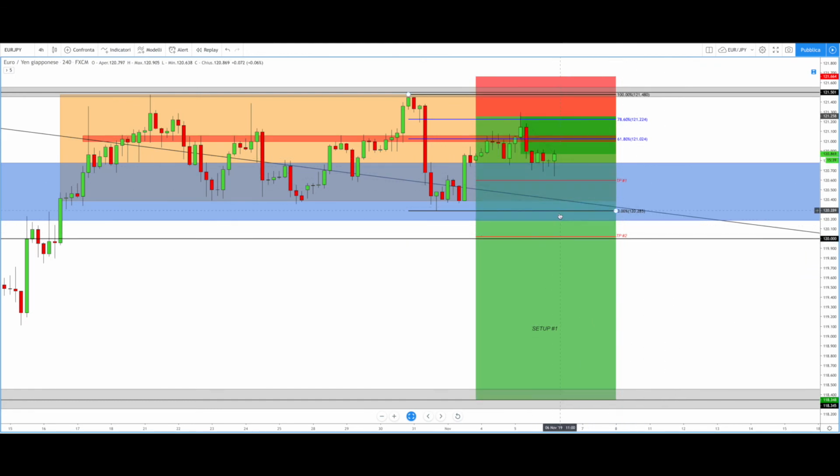Obviously, if the price breaks this area, the next thing to watch really carefully will be the key level 120, because a clear break of this key level will be the final confirmation for our setup and could bring the price to the final push to the downside with target around 118.35. So this is my analysis, guys.